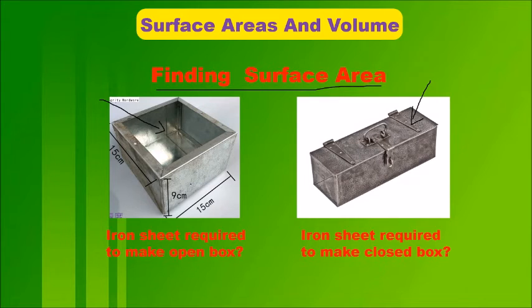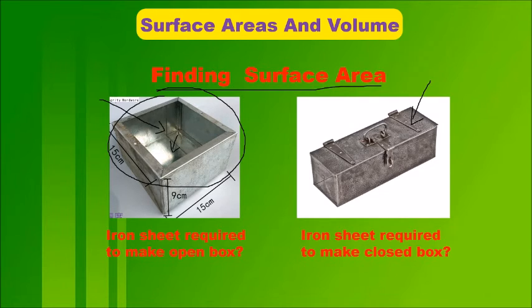We can find out the area of 5 surfaces by using the area of 4 walls, or lateral surface area, plus the area of this base. After finding the lateral surface area and area of base, we can add both to get the area of iron sheet required to make the open box.